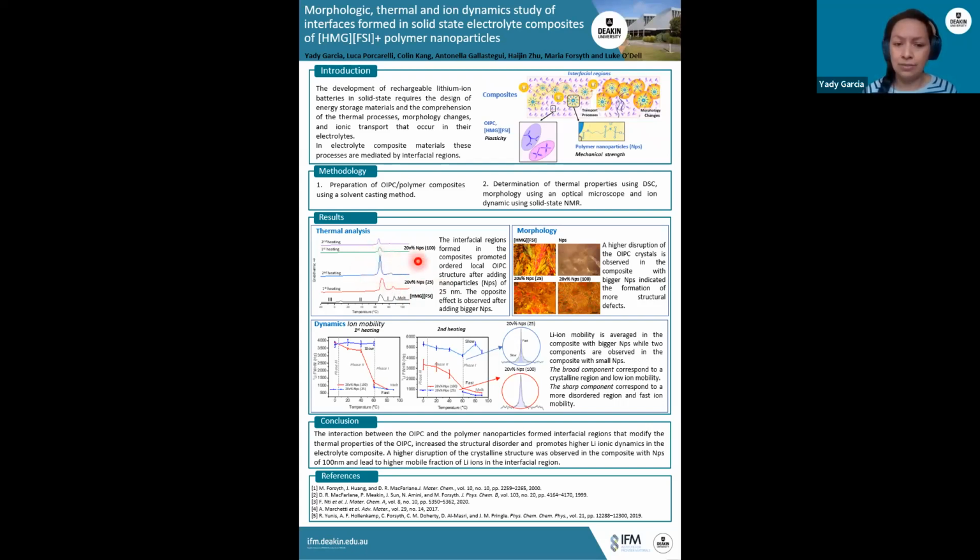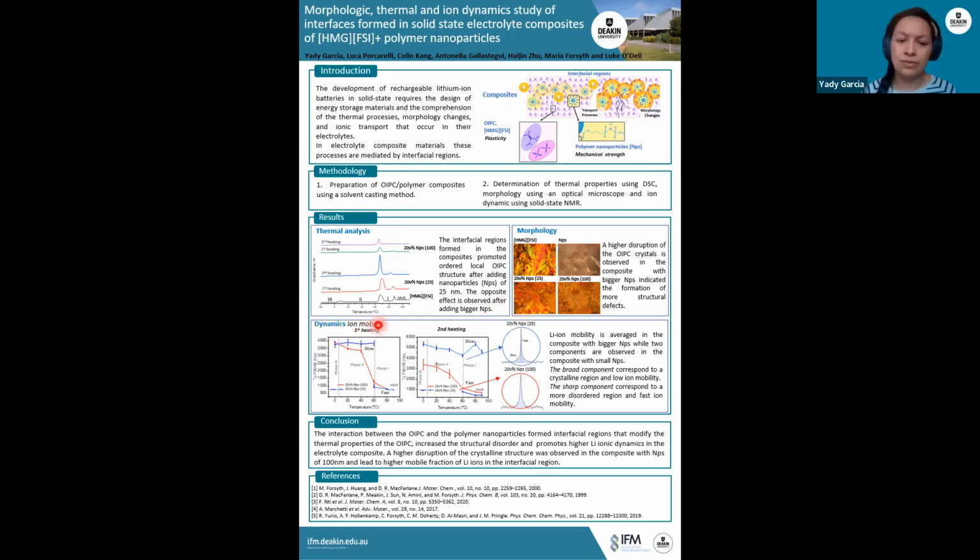A different behavior was observed after adding bigger nanoparticles. This agrees with the results observed from the morphology studies. In this case, after adding bigger nanoparticles, we observe a higher disruption of the OIPC crystals. This means that we are promoting the formation of more structural defects in this composite when compared with the composite with the smaller nanoparticles.